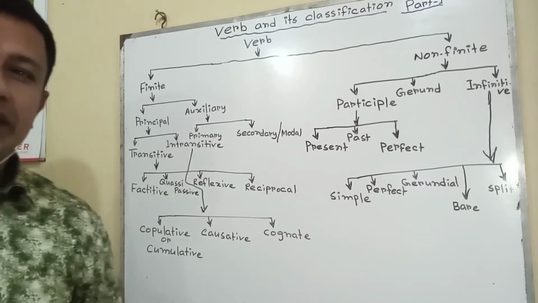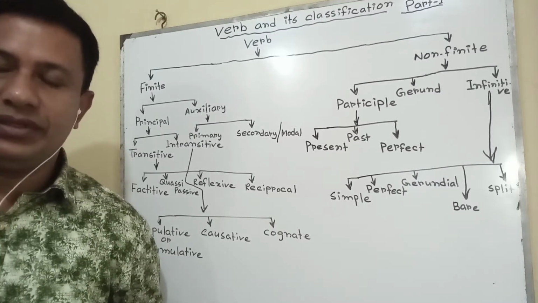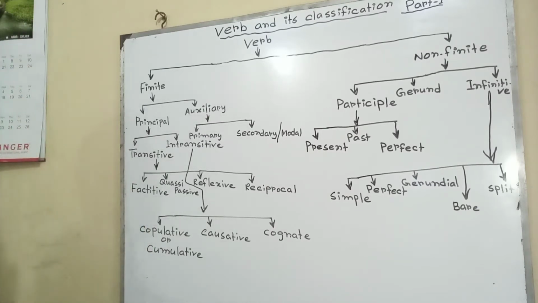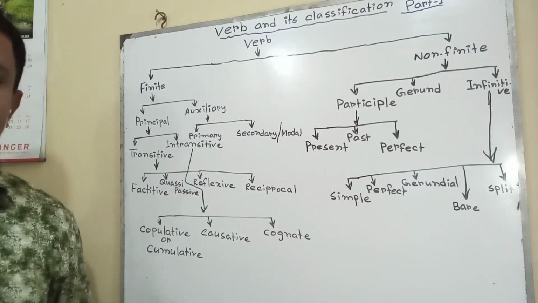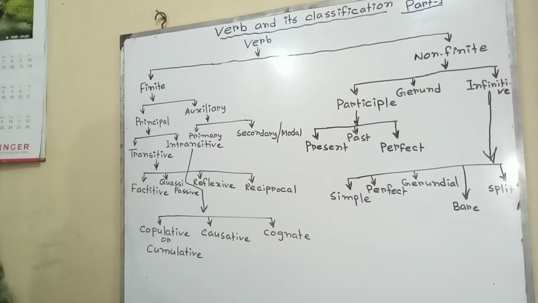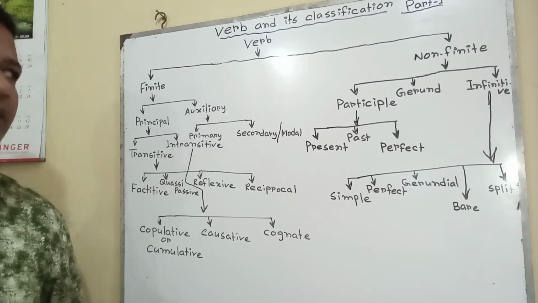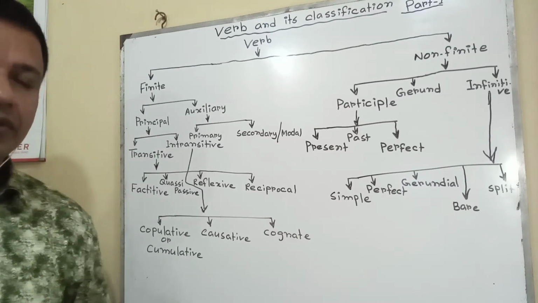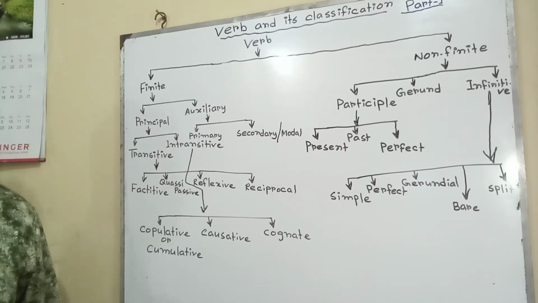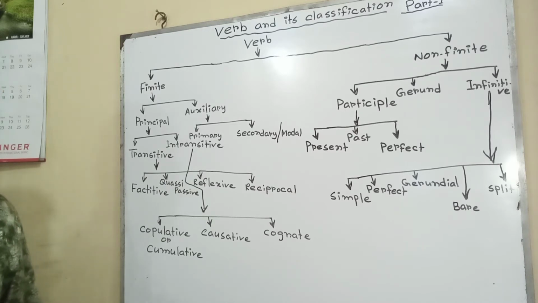When I am delivering the lecture, you should write the examples in your notebook to understand well later. Finite verb is divided into two types: principal and auxiliary. Principal verb: the verb which can act by itself without depending on other verbs, or which is able to make the sentence meaningful, is called a principal verb. Such as: they go there, go is the principal verb. They come here, principal verb.